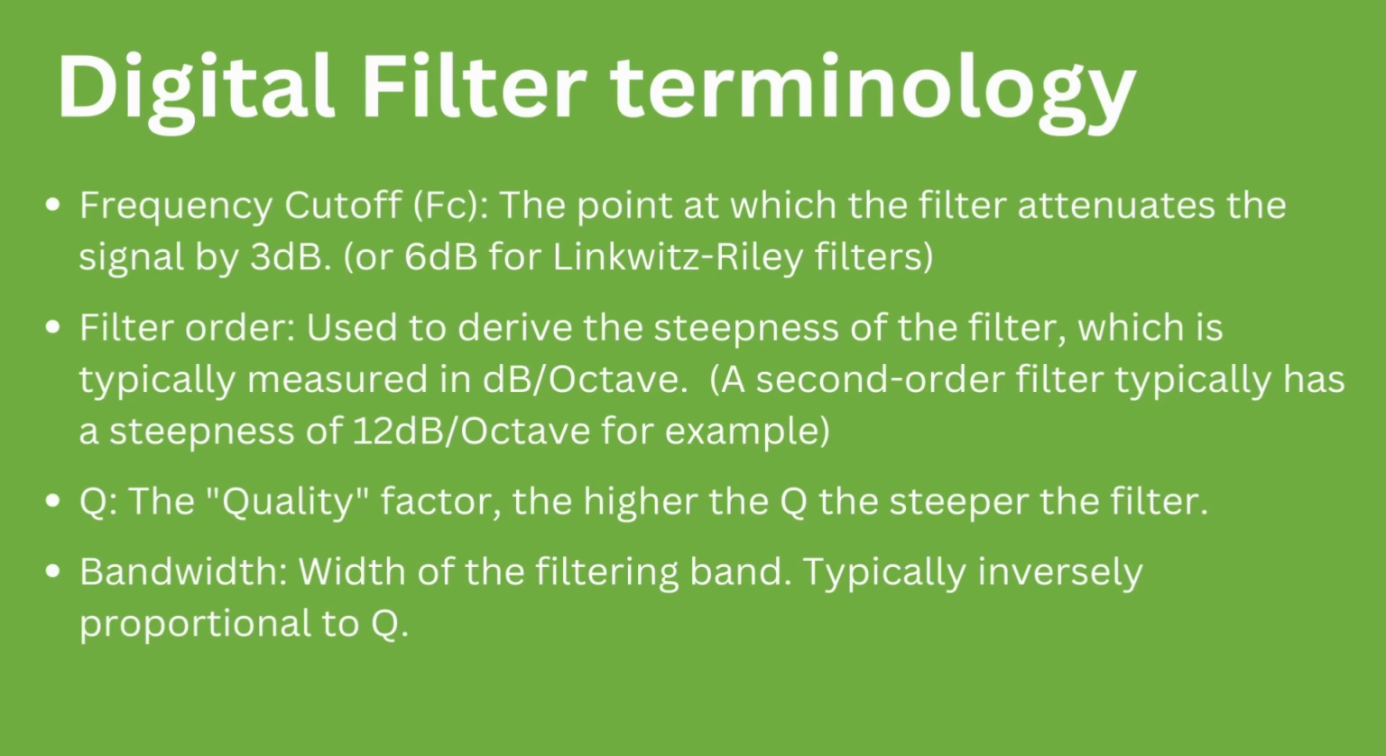The filter order is used to describe the steepness of the filter, or how aggressively the filter attenuates across the frequency spectra. This is typically measured in decibels per octave, but is sometimes measured in decibels per decade. The quality factor and bandwidth are two metrics which describe the filter order. The higher the Q, the steeper the filter, while a filter with a large bandwidth will have a wide transition.